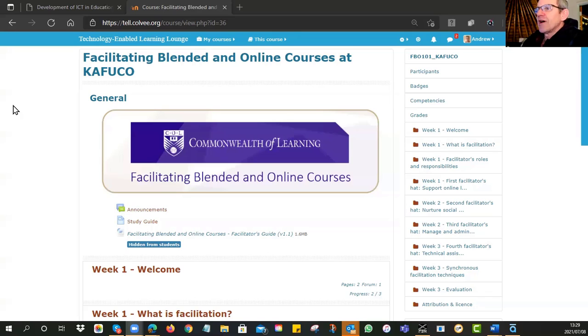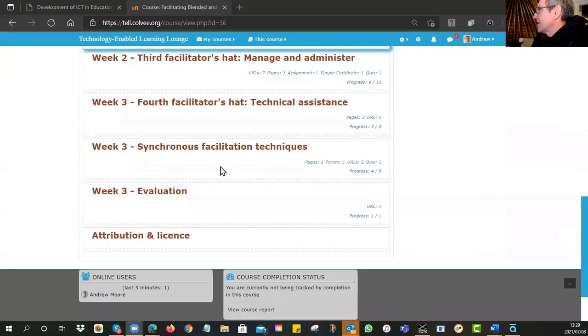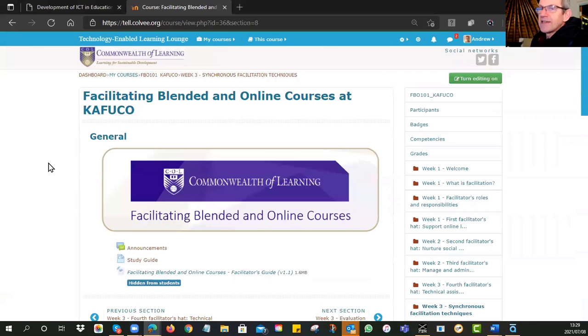Okay, so first of all, let me just do the last little bit. In the previous session, I went almost to the end, but I would like to cover, as a summary, because hopefully you've looked at it already, the very last section, which was on the synchronous facilitation techniques.